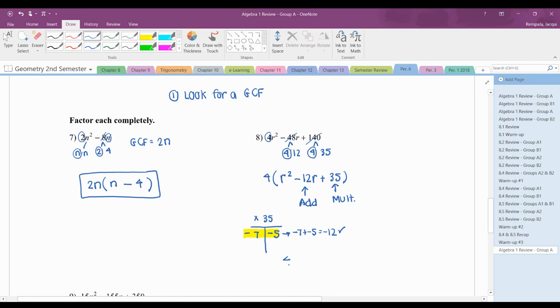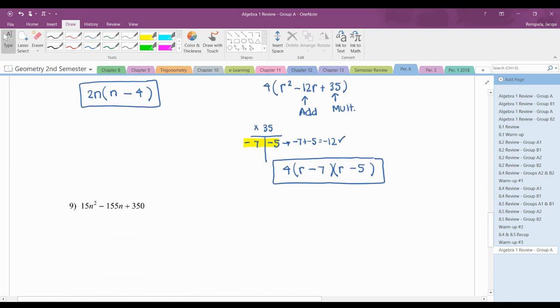I'm going to bring down that GCF. So 4 needs to stay a part of my final answer. But then notice that I get to break that trinomial into a binomial times a binomial. Because there was no number in front of the r squared, we get to start each of our parentheses with an r, because r times r is r squared. The numbers that we got in our chart that multiplied to the last but add to the number in the middle are going to fill in the rest of the parentheses. I don't care if you put the negative 5 first and the negative 7 second, but this would be our factored answer.